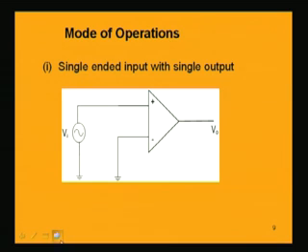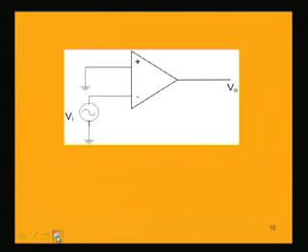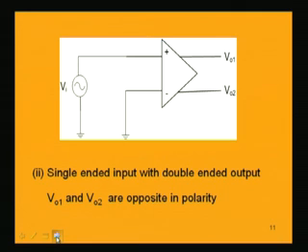Apart from this, we can also have the other operation where we can apply the input at the inverting terminal, we can make the non-inverting terminal to ground, and we get the single output. That means, you can use one single source either at the non-inverting or at the inverting terminal, and we also get a single output. That is one way we can operate the OpAmp. Another way, we can have a single ended input, but we can get the outputs double ended. That means, we can have two outputs, V01 and V02. This output V01 and the output V02 are opposite in polarity.